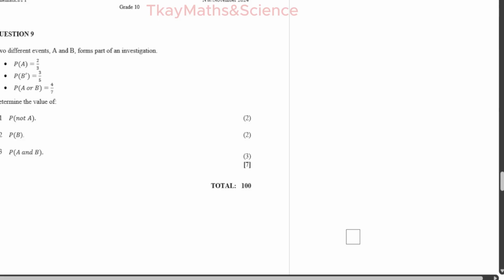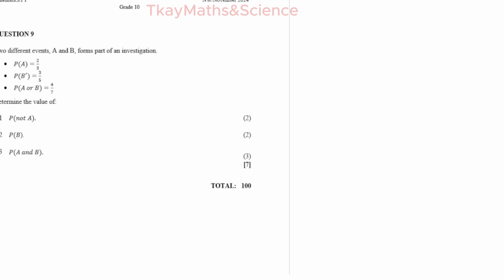Okay, so question number 9 is showing two different events, that is event A and event B. Okay, so this event A and event B, they form part of an investigation. The probability of getting A is 2/3. The probability of getting B complementary is equal to 3/5. Then the probability of getting A or B is equal to 4/7. So now they're saying determine the value of P not A, which is P A complementary.